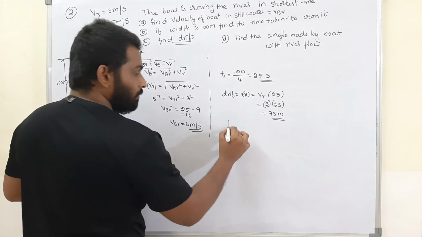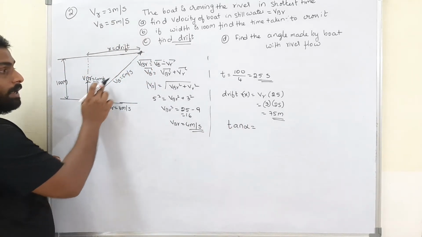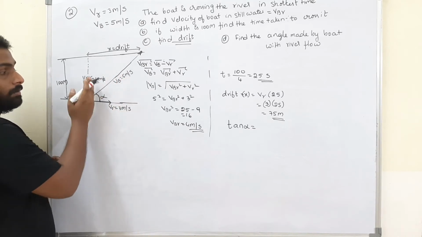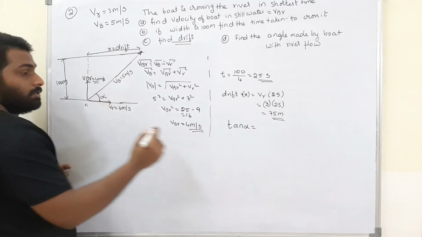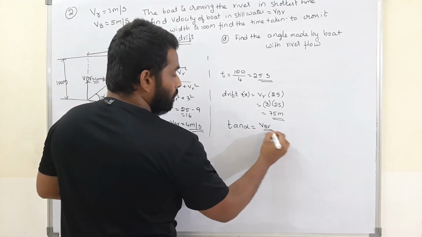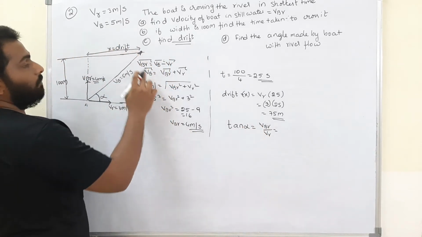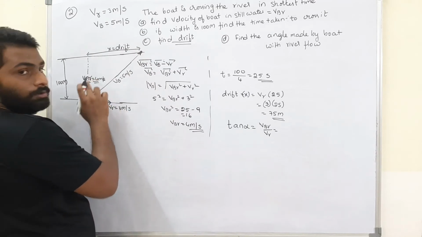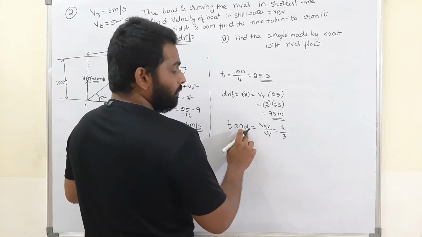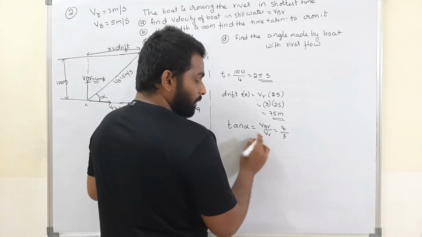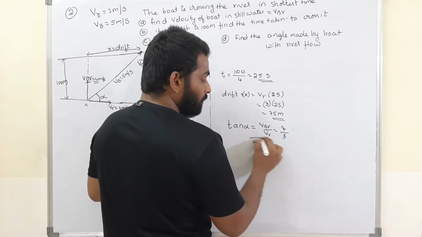Alpha. Now, what is tan alpha? Tan alpha is equal to VBR, the y component, by VR, the x component. VBR we got as 4. What is VR? We got as 3. Therefore 4 by 3. Now tan alpha is 4 by 3 when alpha is equal to 53 degrees.